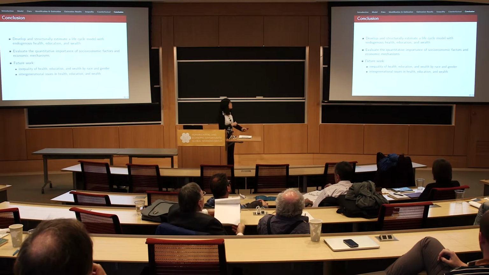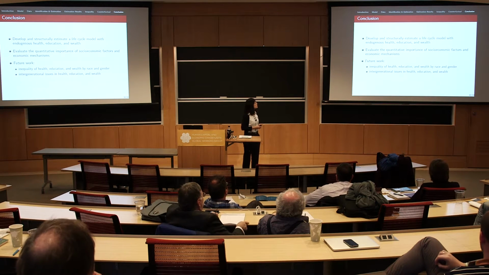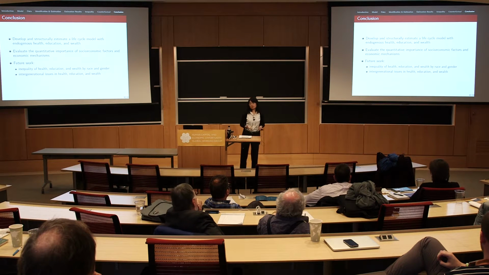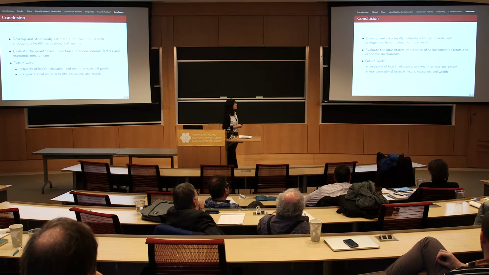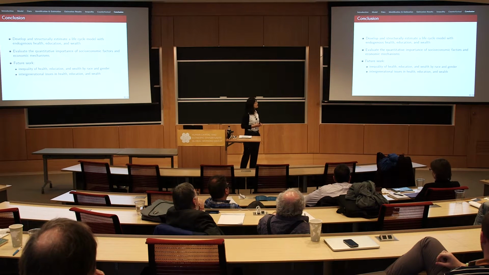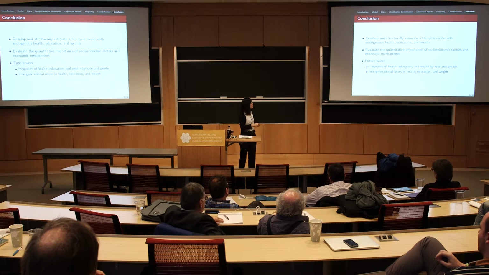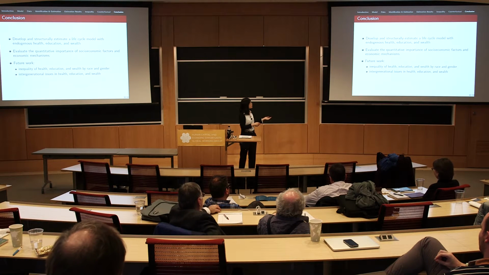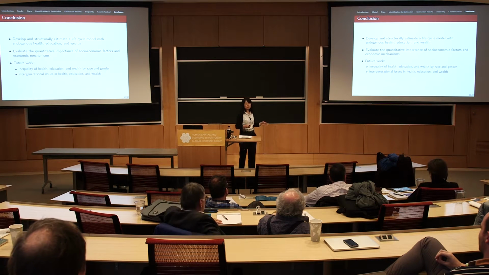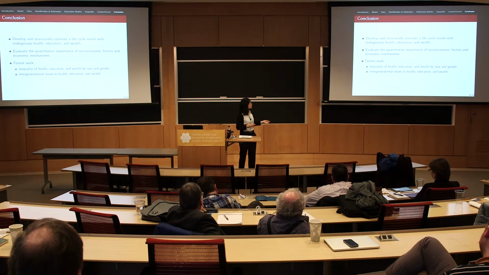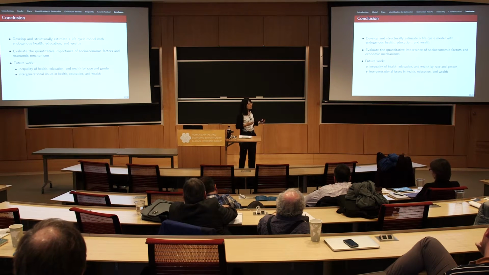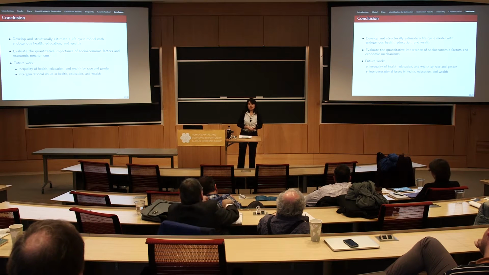Lastly, let me conclude. In this model, we estimate a life cycle model with endogenous health, education, and wealth, and we evaluate the quantitative importance of socioeconomic factors as well as economic mechanisms. Within this model, in the future, we hope to study, for example, broader inequality by race and by gender. For now, we only focus on white males. Also with this model, we hope to later investigate issues with respect to intergenerational inequality along these different aspects.